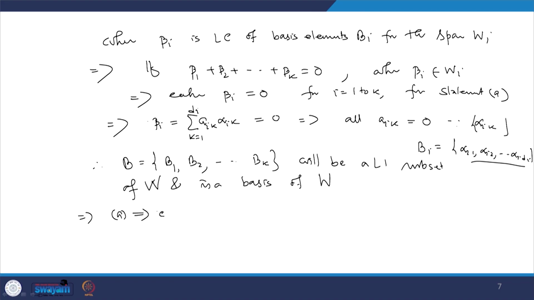So, this implies A implies C also. Based on the definition of the independent subspaces, let me introduce one terminology. This is called direct sum of subspaces.